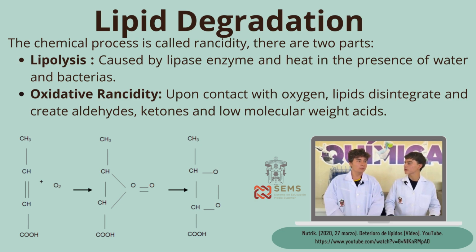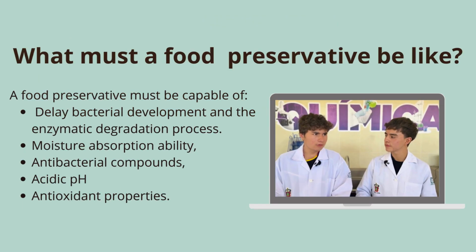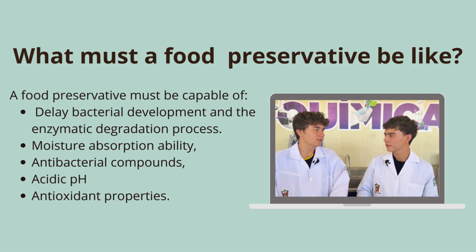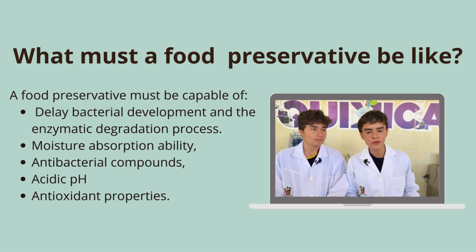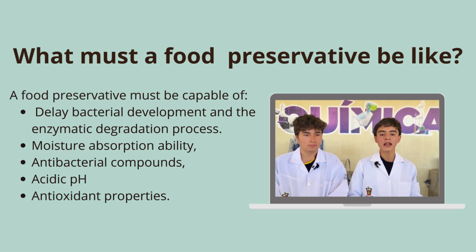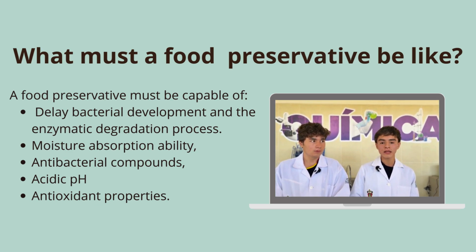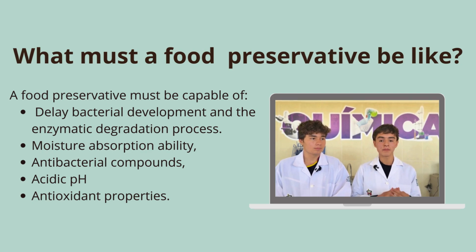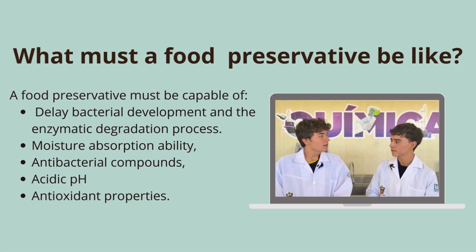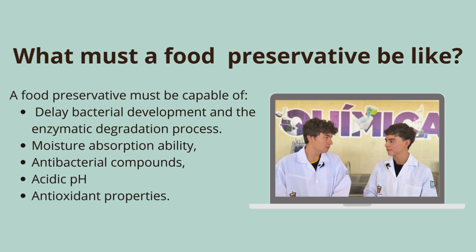Finally, Abraham, tell me about lipids. Well, lipids decompose through two main processes. One is called lipolysis and the other one is called oxidative rancidity. So now what does a food preservative have to have? Well, as you can see, all the food decomposition is caused by two factors, internal and external ones. Internal are enzymes that decompose the chemical structure of the food. And external ones are the microorganisms, moisture, and temperature. So, I think that now I understand. So a food preservative has to be capable of delaying all of these processes then.